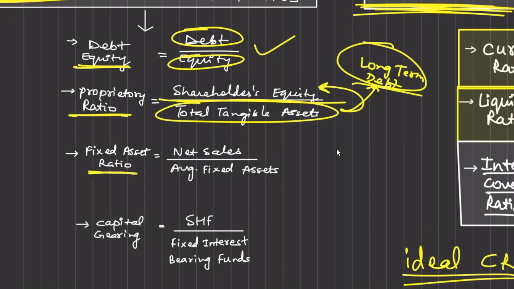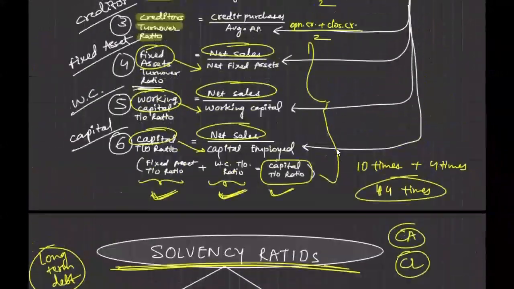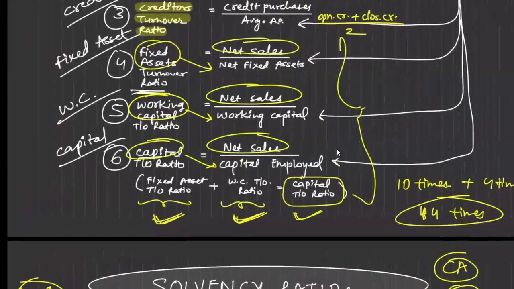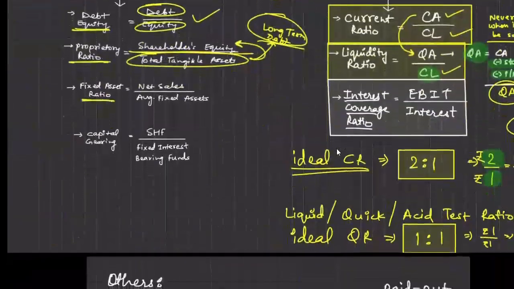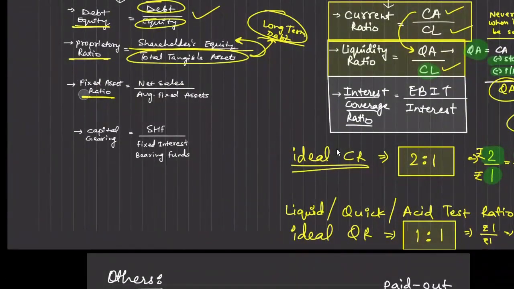Then we have the fixed asset ratio. So it is the similar one which we learned over in the activity ratio, I think. So fixed asset ratio was already covered. Yes. Net sales divided by the net fixed assets. So just remove it from the solvency one. Not required.